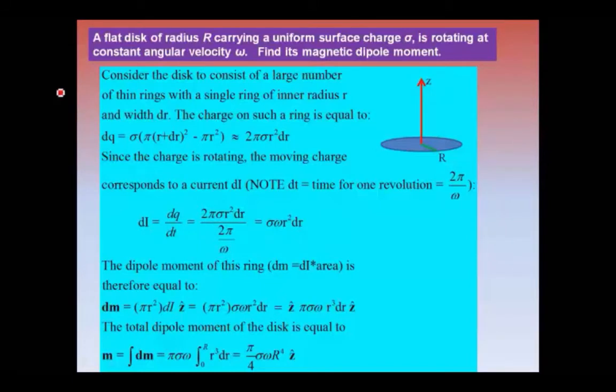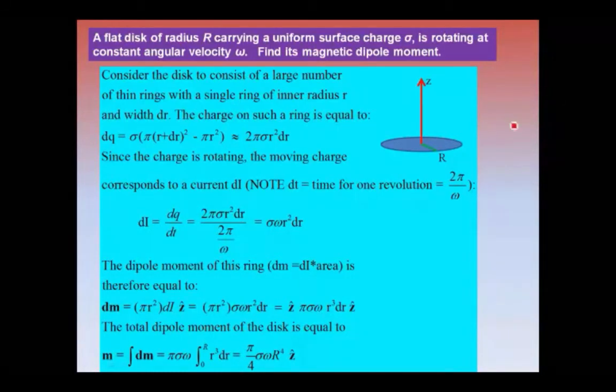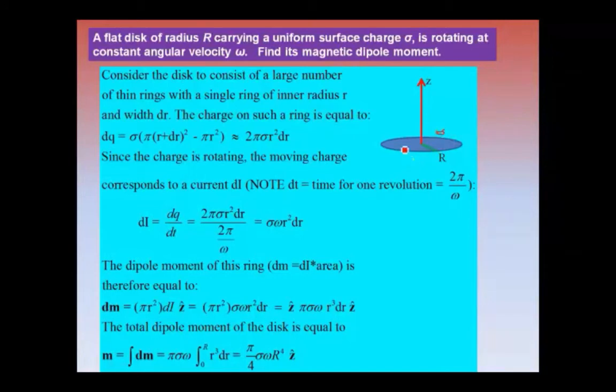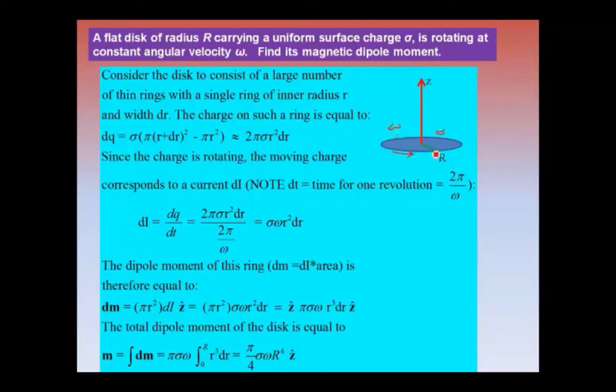Well, this is another example where we're going to find a magnetic dipole moment. Consider a flat disk which has a surface charge density sigma, which is uniform. So that's sigma on the surface here. And it's rotating at a constant velocity. So let's take this direction here for the omega, and that's the angular frequency of the rotation. The outer radius of the disk is capital R.